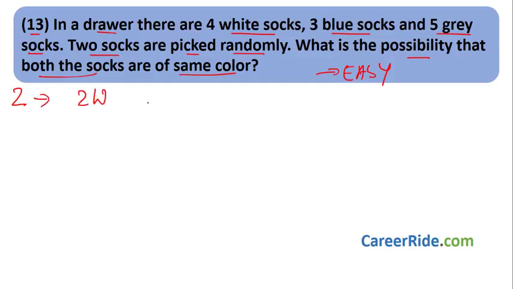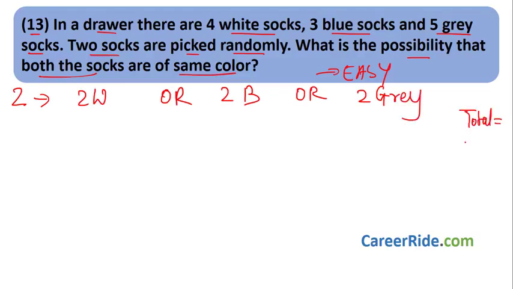So both can be white, or both can be blue, or both can be grey. Okay. How many are the total socks over here? 4 plus 3 is 7. 7 plus 5 is 12. Okay. There are 12 socks over here which are total.